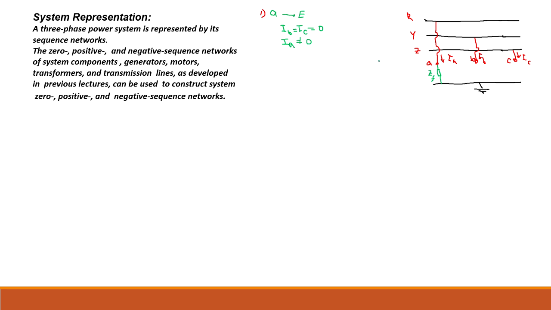As you see, this connection converts the system from the symmetrical state, symmetrical conditions, to unsymmetrical conditions. The system is converted from symmetry to unsymmetry. This is how to perform the short circuit in the system.